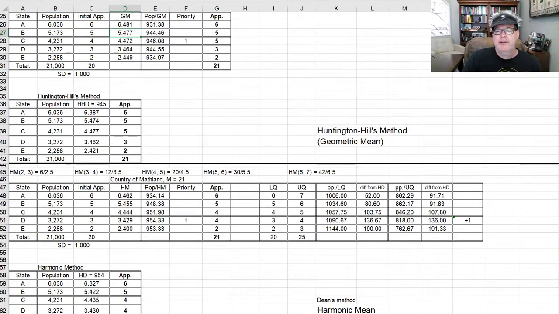Last topic is why the different methods, what they optimize, and what's really best.